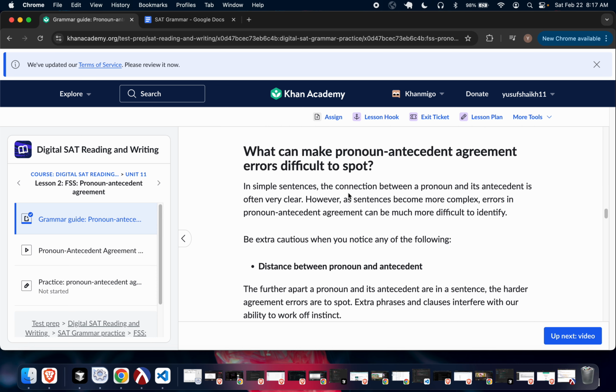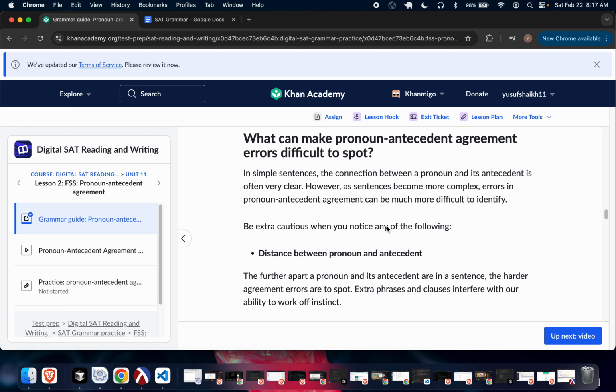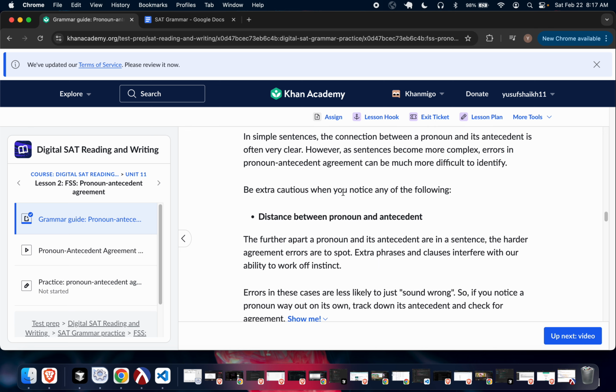What can make pronoun antecedent agreement errors difficult to spot? In simple sentences, a connection between a pronoun and its antecedent is often very clear. However, as sentences become more complex, errors in pronoun antecedent agreement can become much more difficult to identify. So be cautious when you notice any of the following. Distance between the pronoun and antecedent.